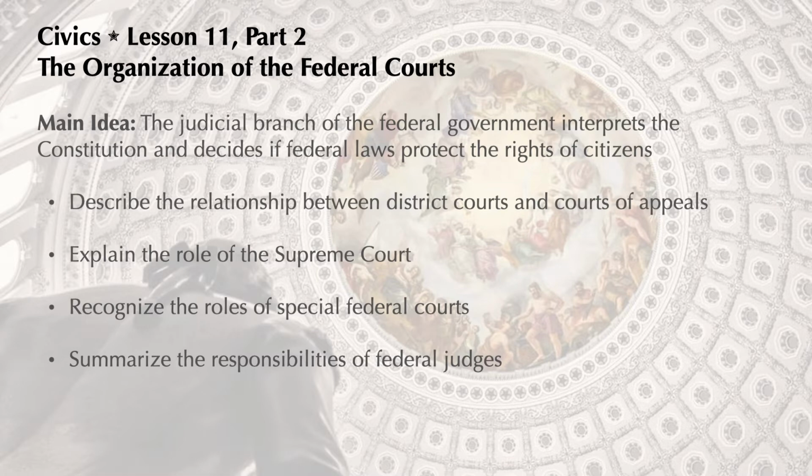The main idea behind this civics lesson is the judicial branch of the federal government interprets the Constitution and decides if federal laws protect the rights of citizens. With that in mind, by the end of watching this video, you'll be able to describe the relationship between district courts and courts of appeals, explain the role of the Supreme Court, recognize the roles of special federal courts, and summarize the responsibility of federal judges. Now that those outcomes for this lesson have been shared with you, let's get started.